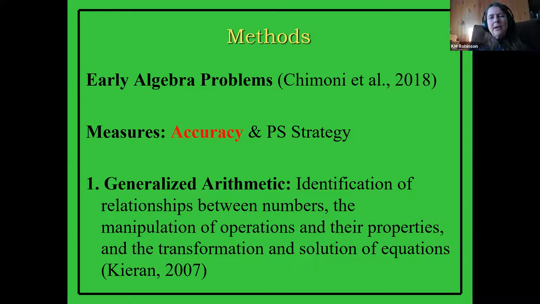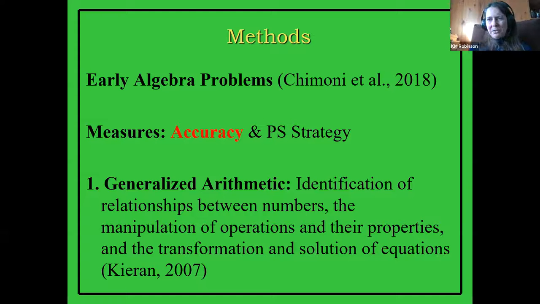So Shimoni et al. had a set of early algebra problems that were divided into three types. The first type was generalized arithmetic problems. You can see that would closely relate to some of the arithmetic problems that we were using in the arithmetic task, but it's essentially the ability to identify the relationships between numbers, the manipulation of operations and their properties, and the transformation of solutions and equations.